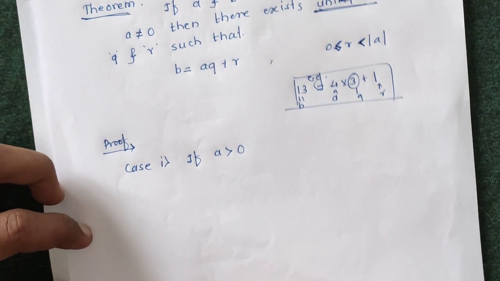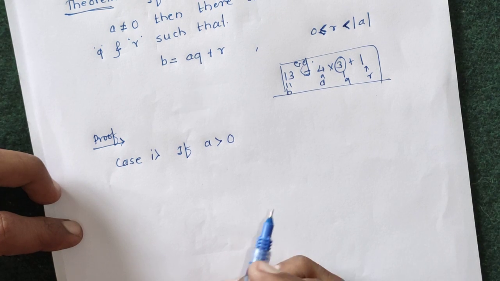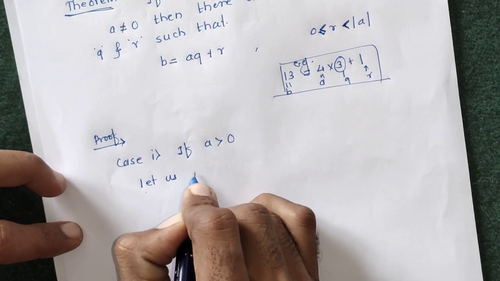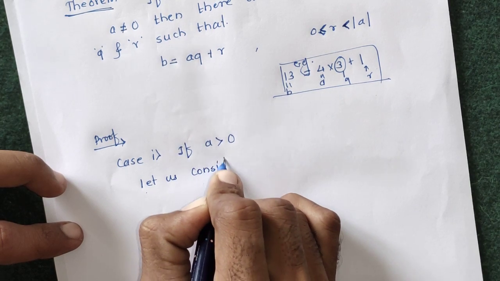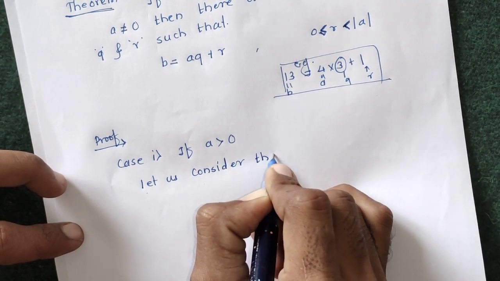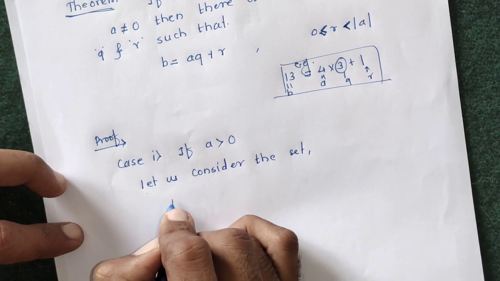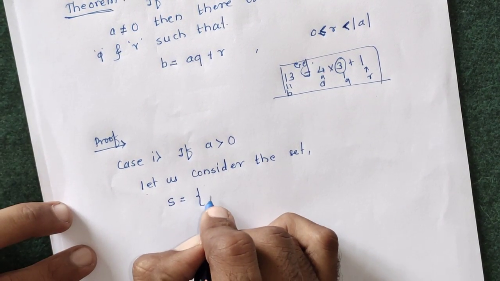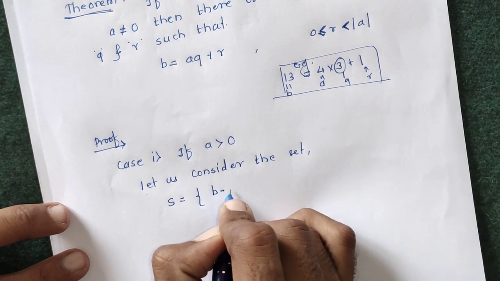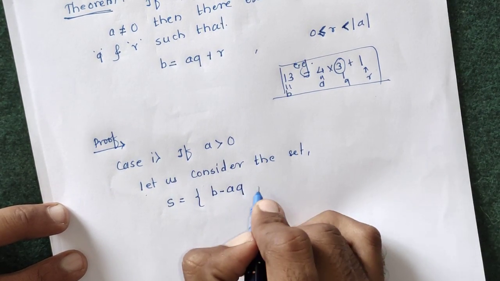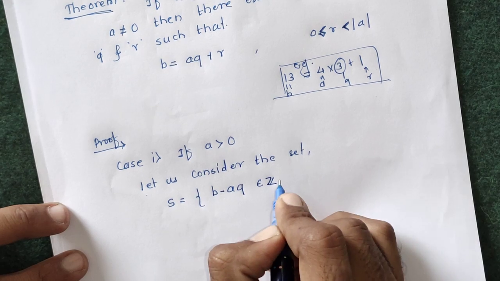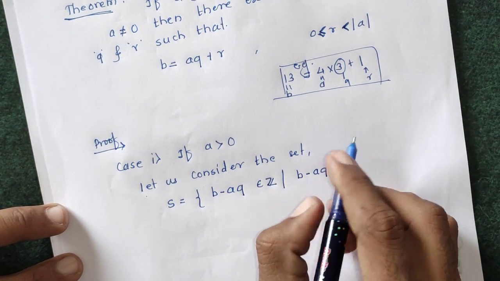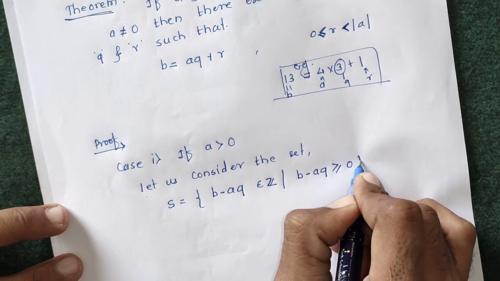Now in this proof we are going to construct a set. Let us consider the set, capital S equals b minus aq. This must be another integer, such that b minus aq is greater than or equal to 0.